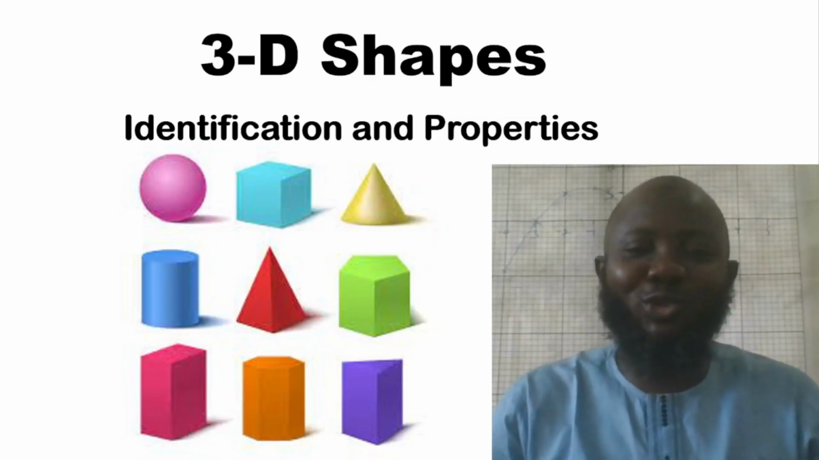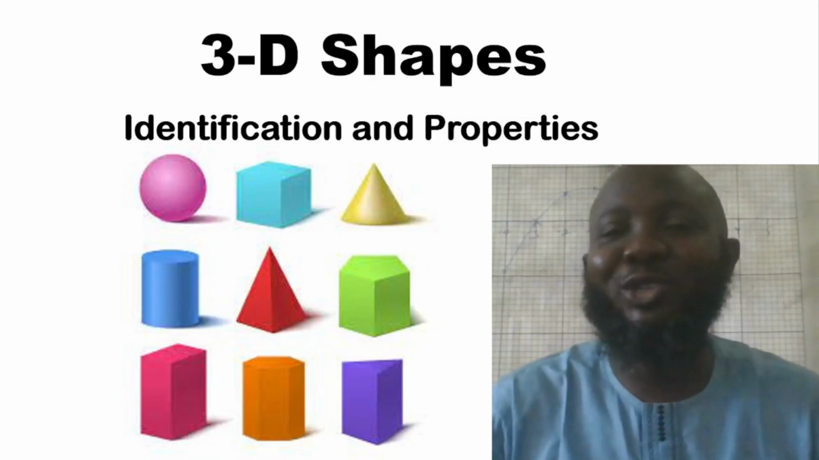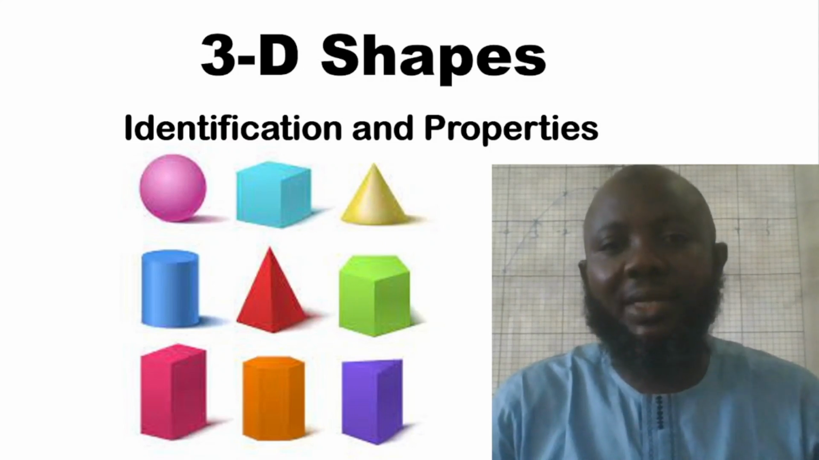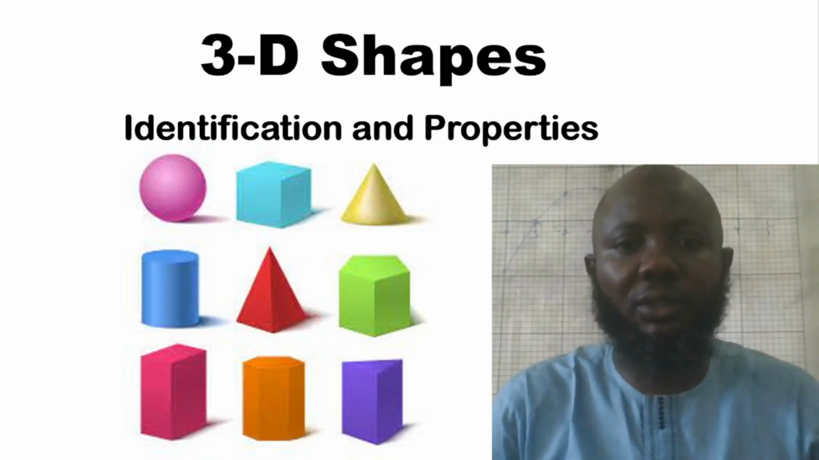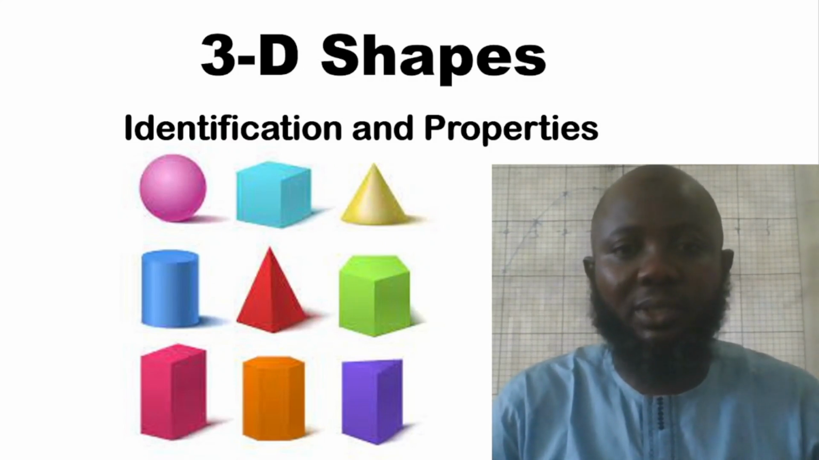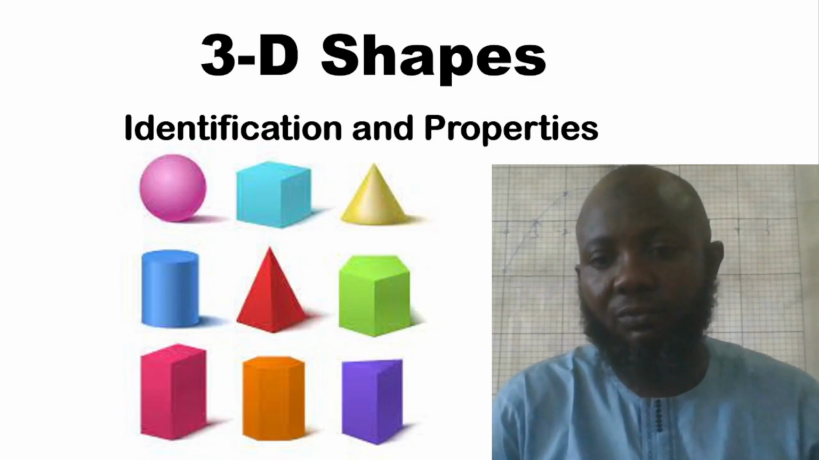So in this class, we want to continue from where we stopped. We stopped at areas of plane shapes. So today we want to look at another concept entirely, and that is solid shapes, which also refers to as 3D shapes. So we want to look at the identification of these shapes and finding their properties. Those are the things we're going to look at in this video.